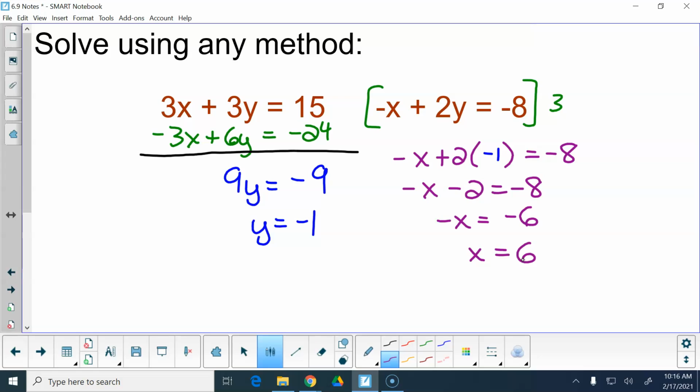Six and negative 1. 6 times 3 is 18. Negative 1 times 3 is negative 3. 18 plus negative 3 is 15. Checks out. Negative of 6 is negative 6. 2 times negative 1 is negative 2. Negative 6 plus negative 2 is negative 8. Checks out. I get an answer of 6, comma, negative 1.